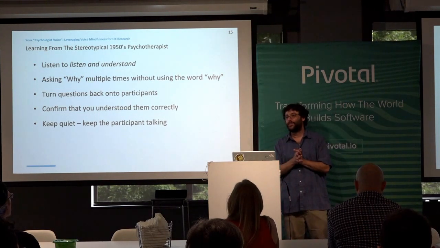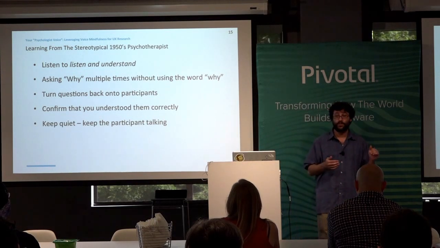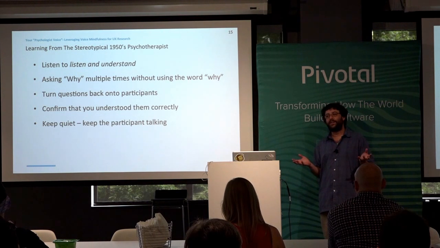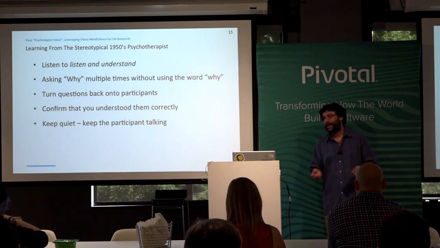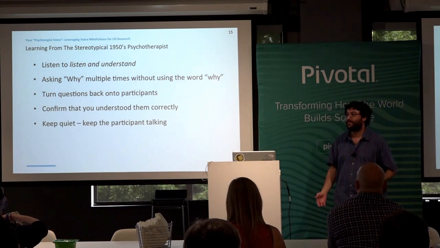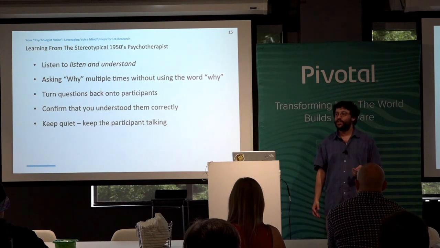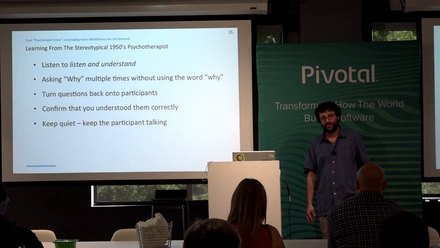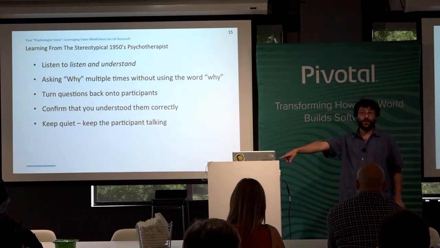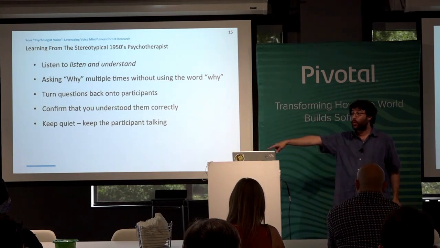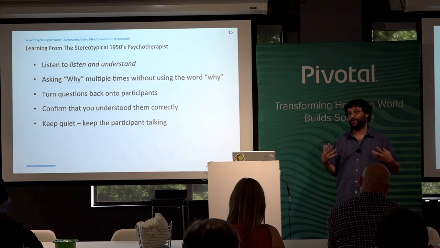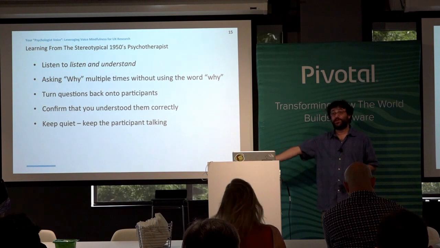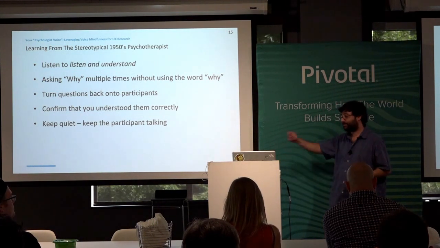And keeping quiet. This one can be really tough for folks, especially for extroverts. Keeping quiet is not natural. We, as humans, don't like silence. And when you're in the room with a participant, it can be a little uncomfortable. But you know what? You need that discomfort because the participant's going to be uncomfortable and they're going to fill the gap with words. And we like words in the lab when they're coming from the participant. So keep silent, let the participant fill that silence.